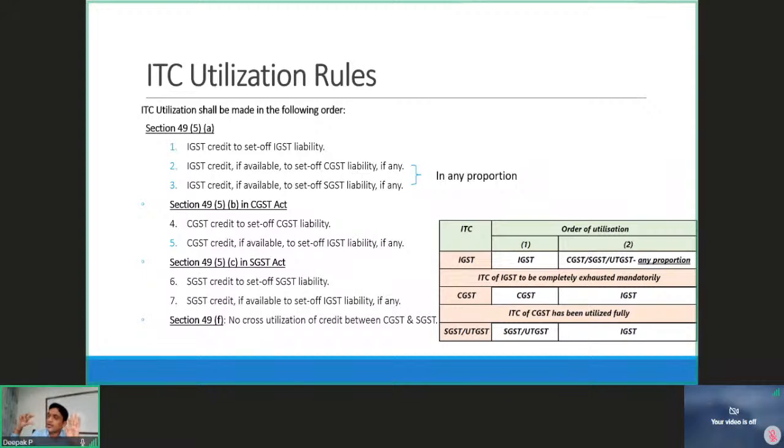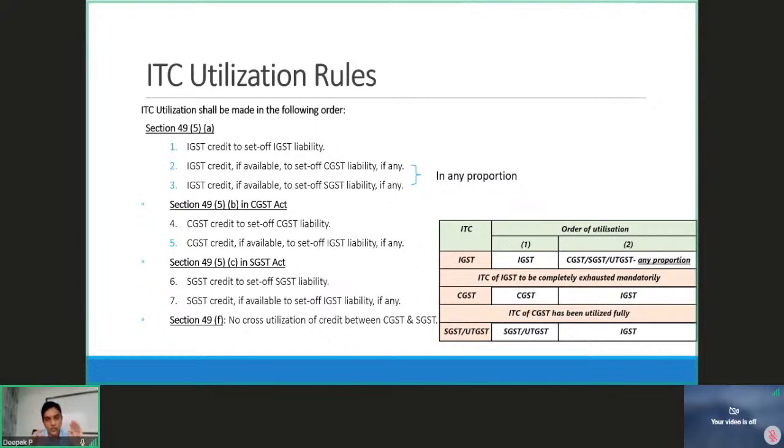I have now tax liability of CGST and SGST. During this month, I have made all types of sale transactions. That's why 40 IGST I have exhausted from the credit. Balance 60 rupees I can utilize for my CGST liability or my SGST liability in any proportion, in any order. It is not necessary that it should be 50-50, or equal, or CGST first.